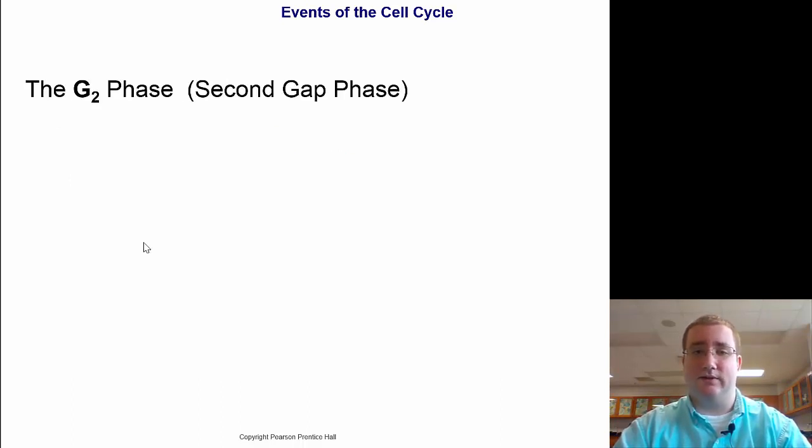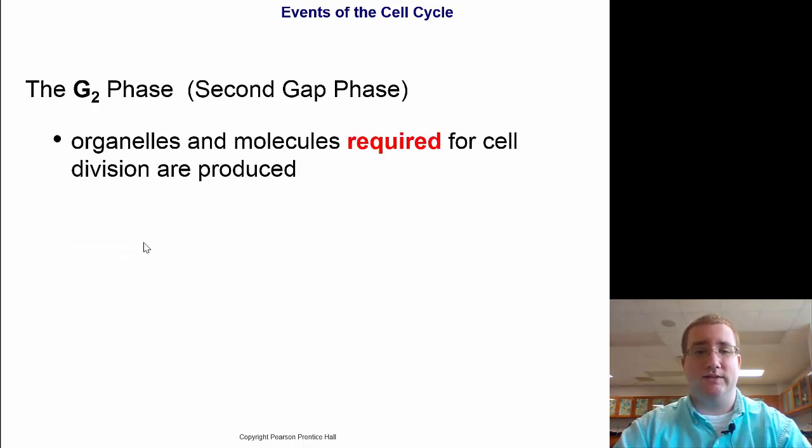And then the last phase of interphase is the G2 phase, the second gap phase, which is basically a preparation phase. During the G2 phase, the cell is going to prepare the organelles and the molecules required for cell division. So it's going to get everything ready for the cell division party, the M phase party, where it's actually going to do that cell division and create 2 new cells.